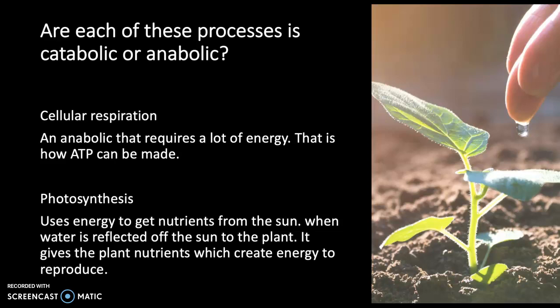Anabolic process builds large complex molecules that requires a lot of energy and that needs ATP. So therefore cellular respiration creates ATP and photosynthesis uses ATP. Therefore both of these processes are anabolic.